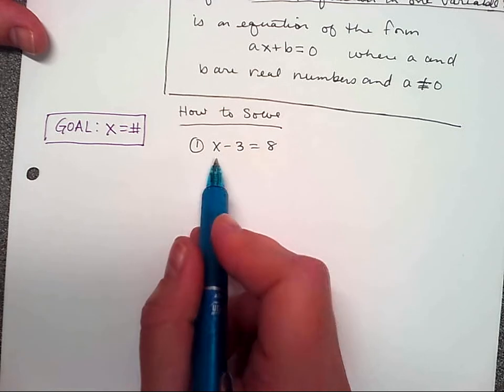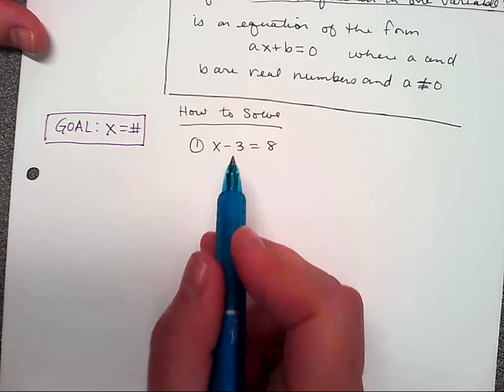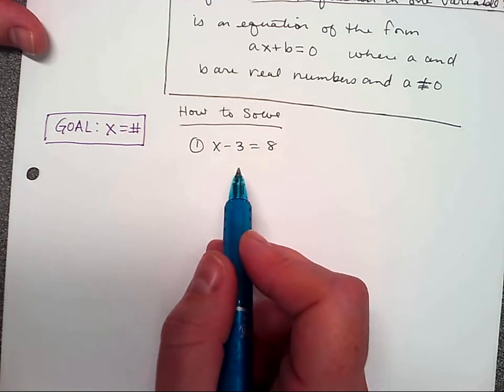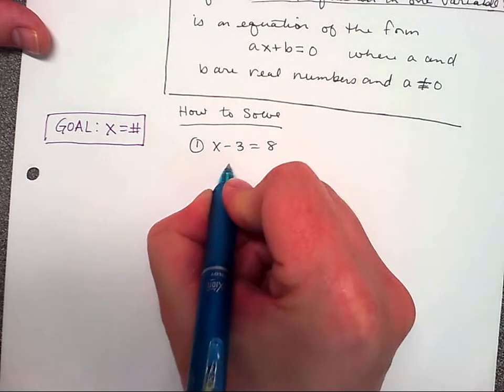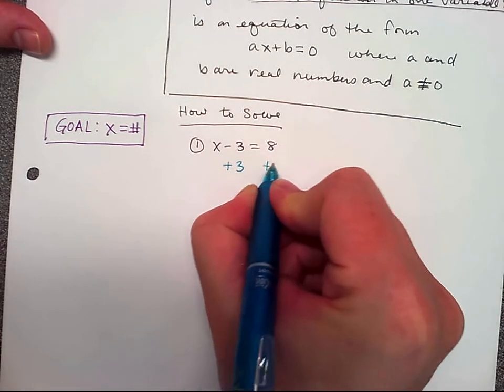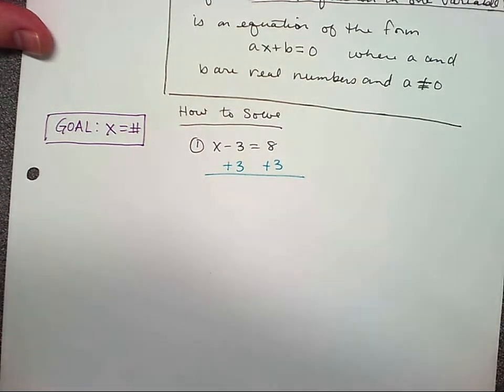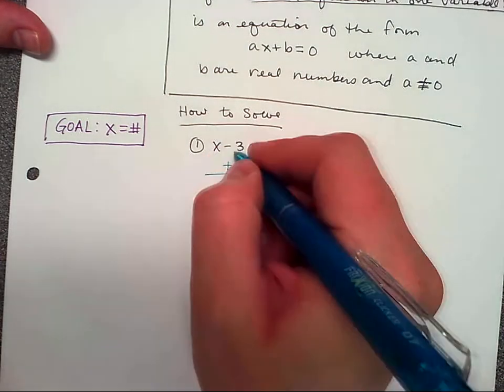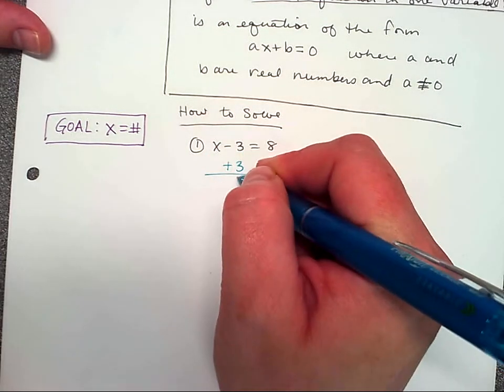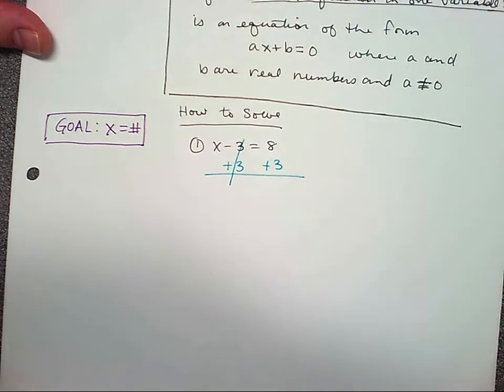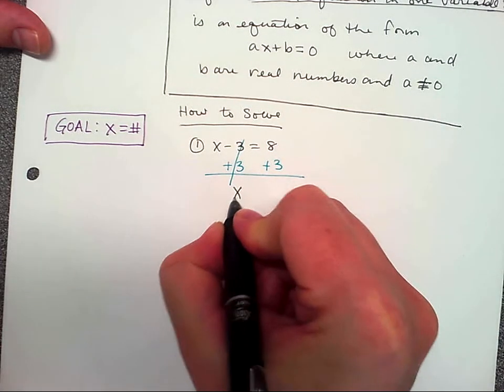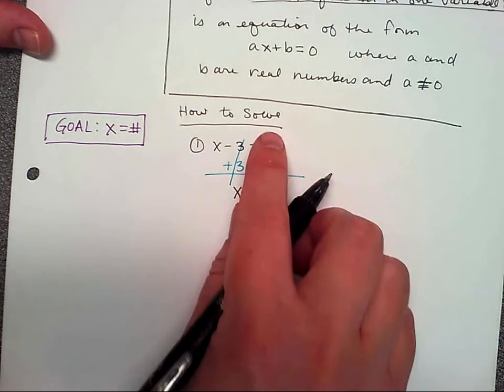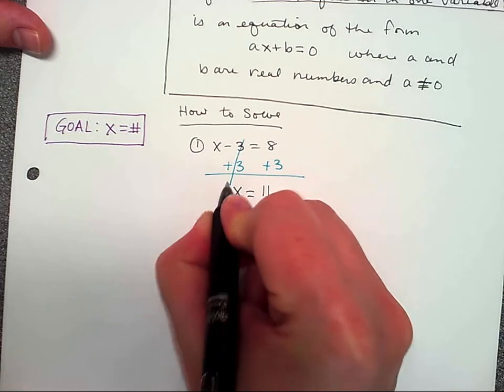I'm subtracting. So the opposite of subtraction is addition. Okay? So then I'm going to add 3 to both sides. And why am I adding? Because you're doing the opposite, because negative 3 plus 3 equals 0. And so on the left-hand side, all I have left is x. And then 8 plus 3 is 11. That's my answer.